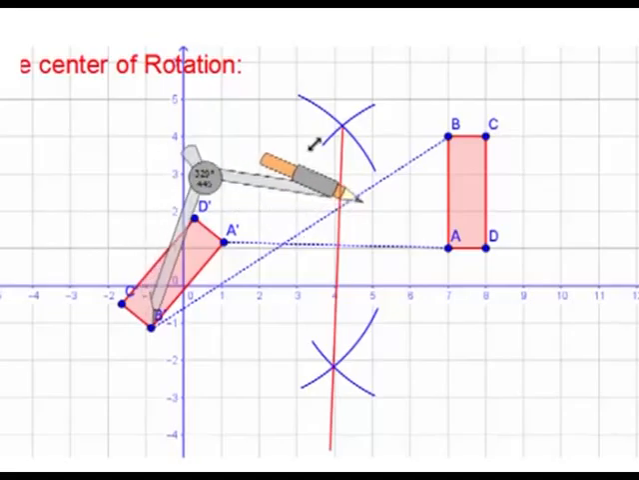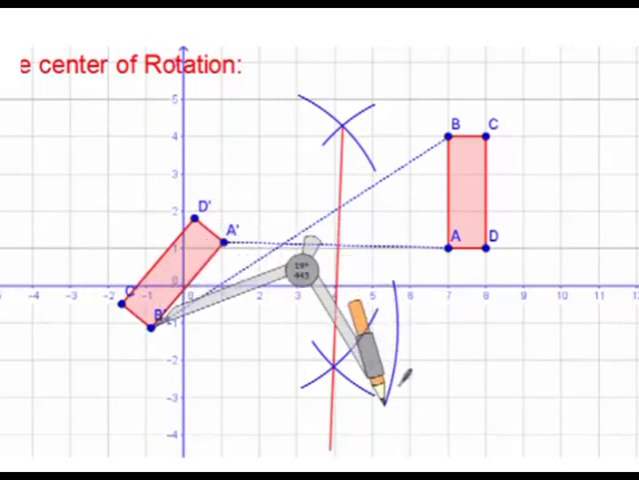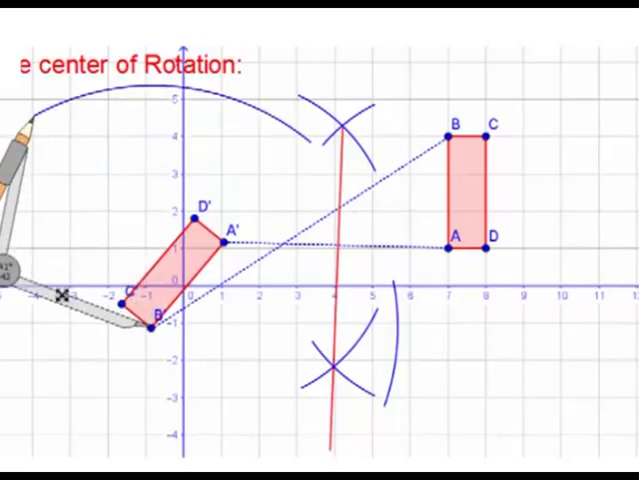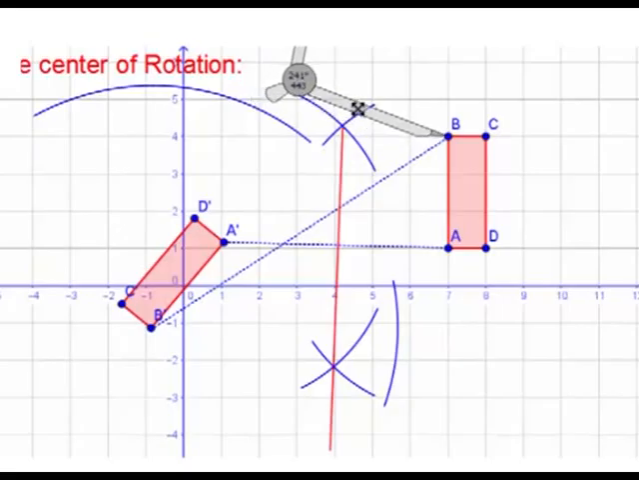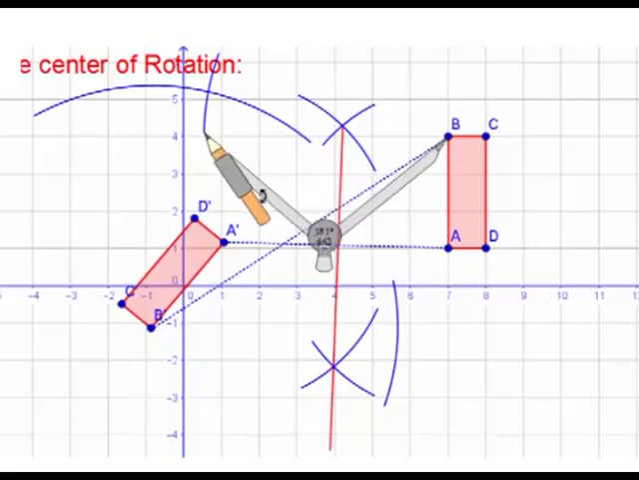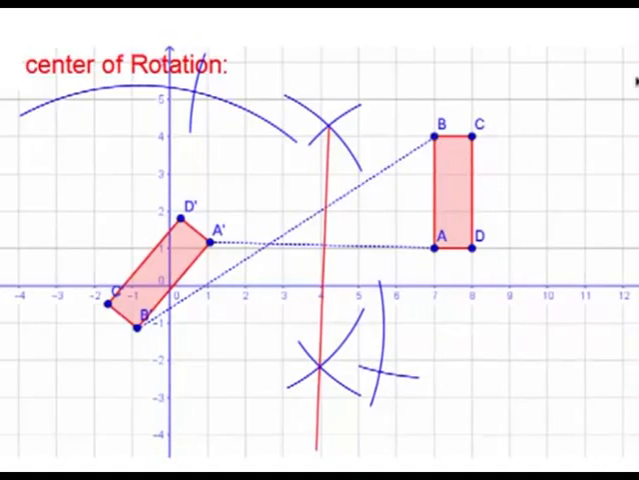Open that to more than half. An arc down there and an arc up there. Move with the same radius to B and do the same. Arc and another arc. Great. We don't need the compass anymore. We just need to join the two intercepts. And now the two bisectors meet at O, and that's the center of rotation.